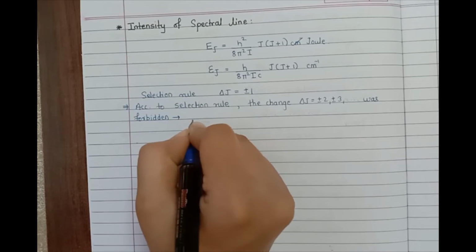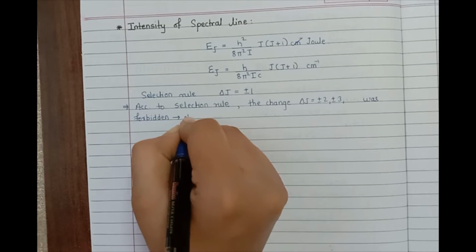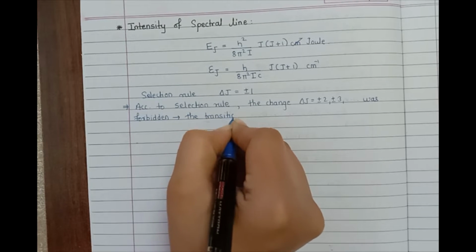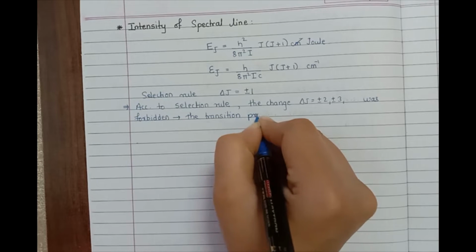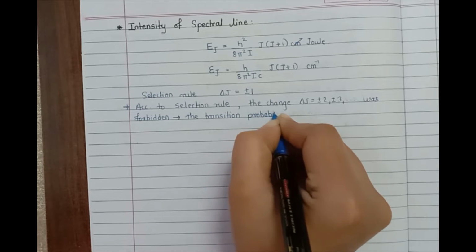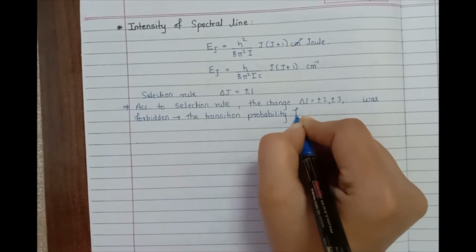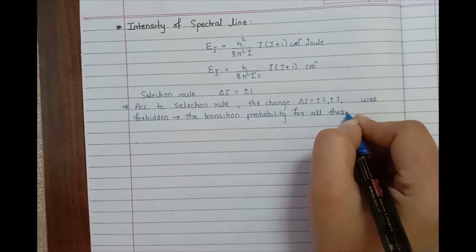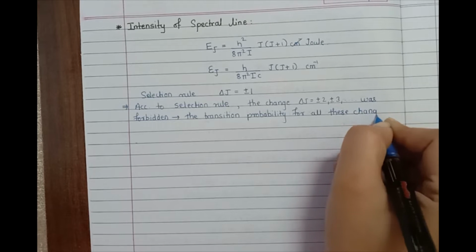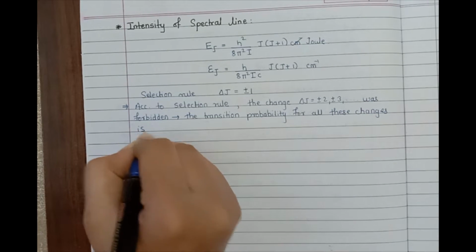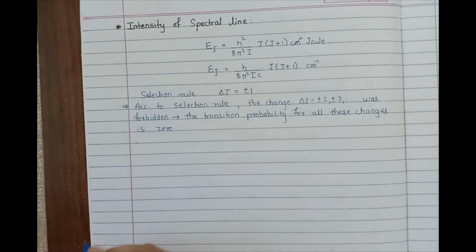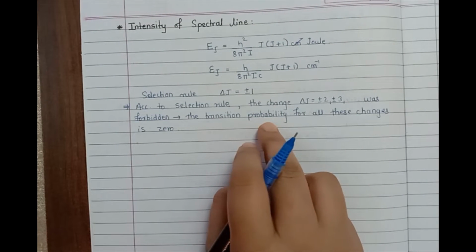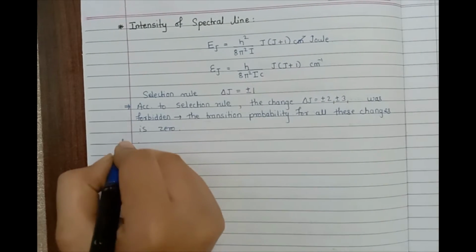So what does this mean? The transition probability for all these changes is 0. That means there is no probability that this change will occur.